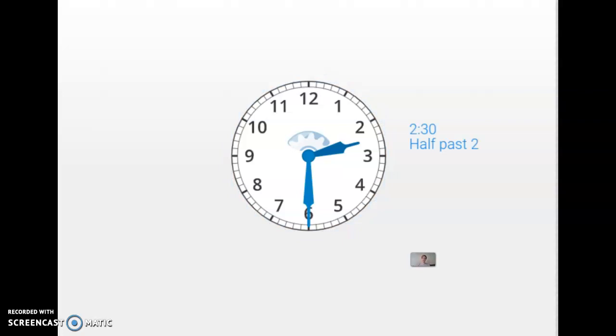So my short hour hand has not made it to the 3 yet, but it has moved halfway past the 2. That makes the hour 2, and our minutes that we've been practicing this whole lesson, it has been 30 minutes. That's how long it takes for our minute hand to get halfway around the clock. So this one is showing 2:30.